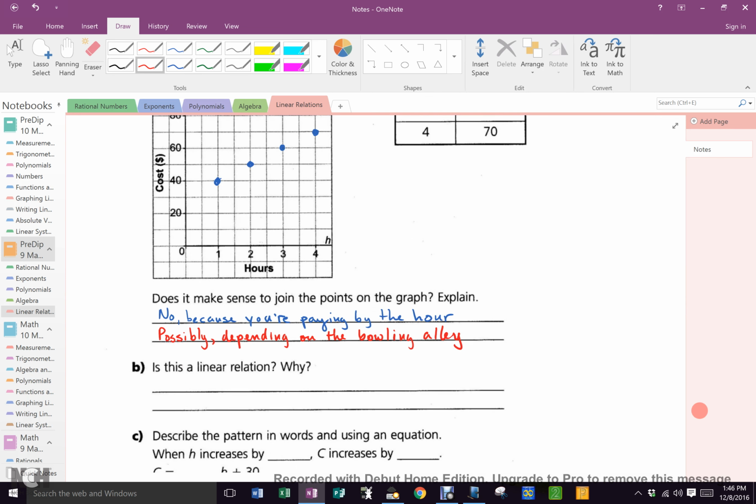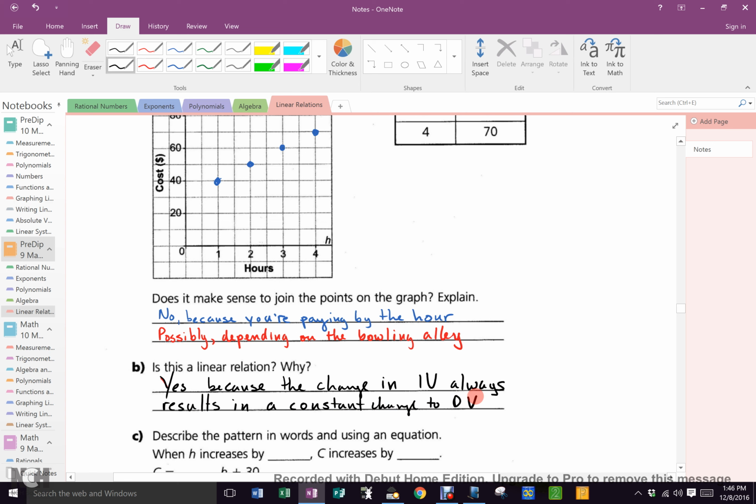All right. Is it a linear relation? Yes, it is. Why? Because it constantly goes up by the same amount. Because the change in IV always results in a constant change in DV. You don't want to say it's the same, because it's not necessarily over one, up one, right?